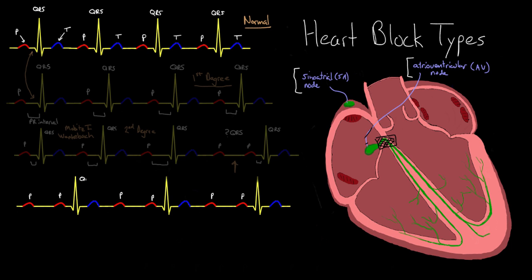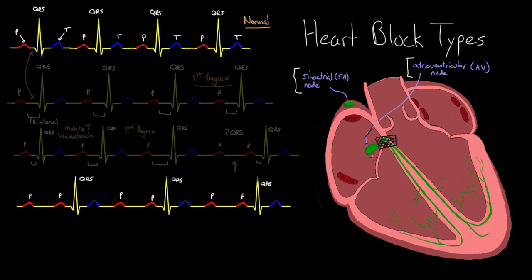We'll label our QRS complexes, QRS, QRS, QRS. But something funny is happening. It looks like we have 2 P waves for every QRS complex. It looks like some of the signal is getting through to the ventricle and we're picking it up as a QRS complex. Other times the atria are contracting with a P wave, but nothing is happening in the ventricle.